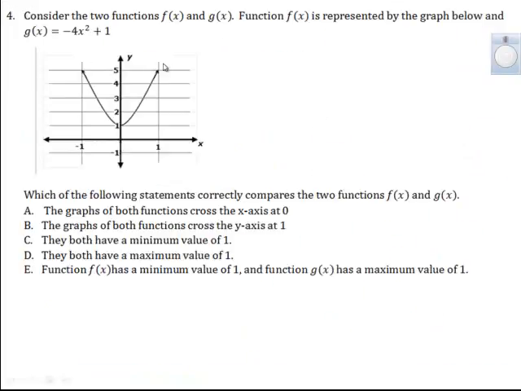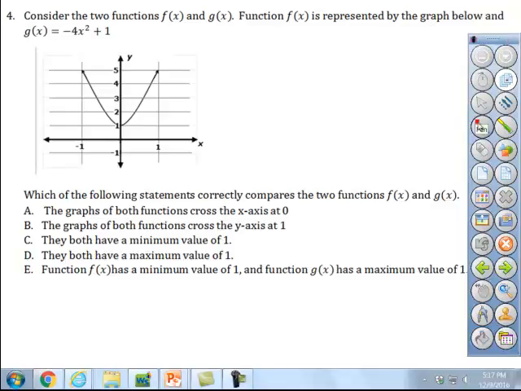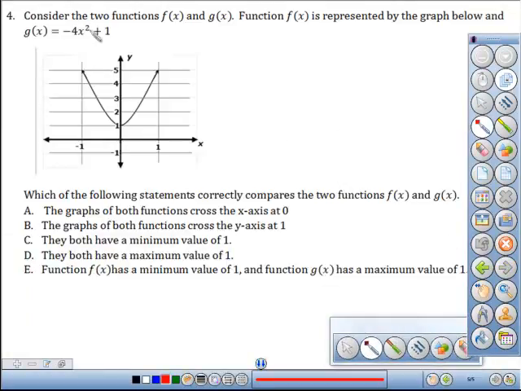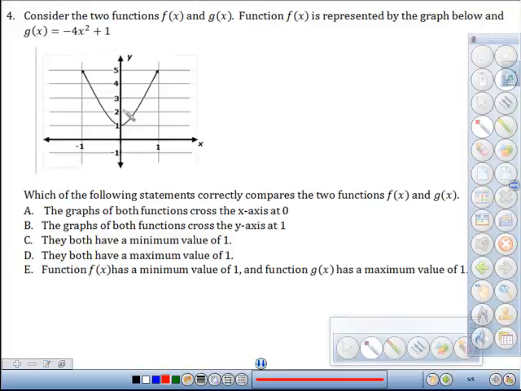Alright, the next one is kind of cool if you like math, cool stuff. It says consider the two functions f of x and g of x. So here I believe this is f of, oh yeah, it says f of x. I should just keep reading, right? F of x is represented by the graph below. Bam. Okay, and then g of x, it's giving us the function. So before we start answering these questions, let's see if we can compare apples to apples rather than apples to oranges. Because right now we've got the equation and then we've got the graph. So either we make this an equation or we make this a graph. I think this would be easier to make as a graph.